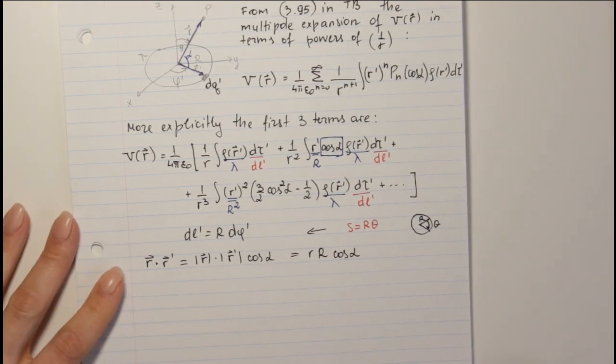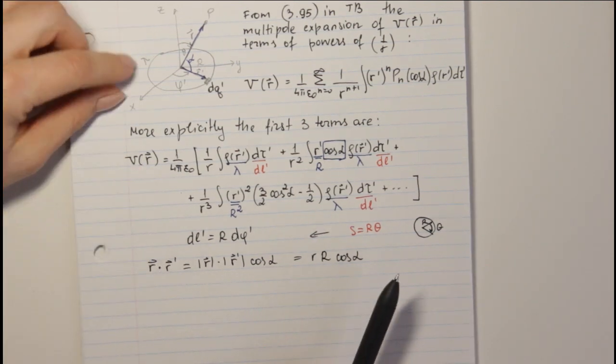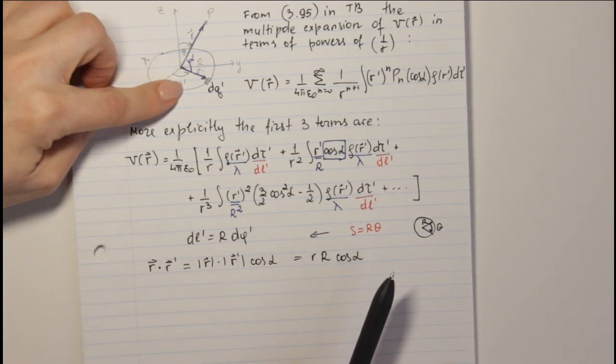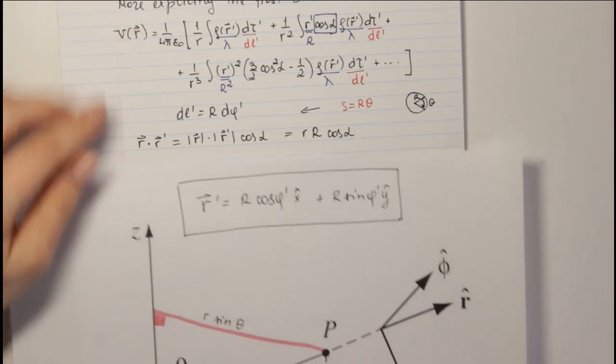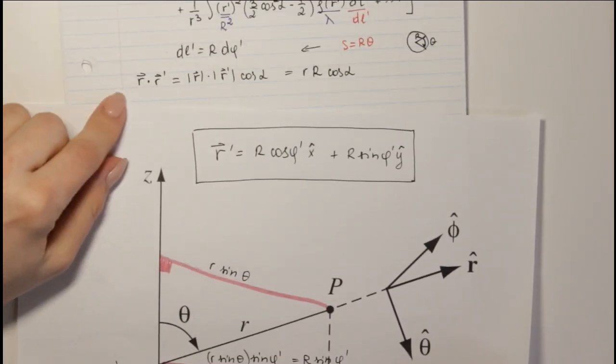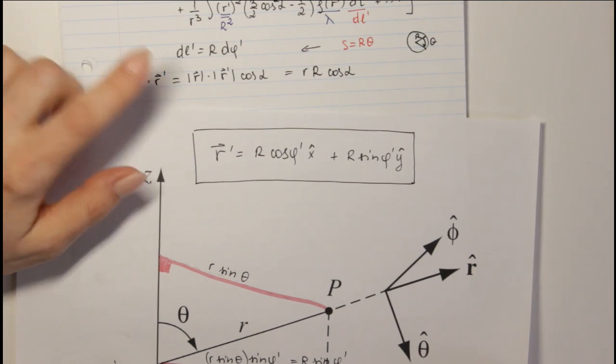And to do that, we would somehow need to express this vector in terms of angles phi prime and theta. I have prepared a few diagrams here helping us to do that. So we are looking for these two vectors. Let's start with the r prime because it's the simplest of the two.